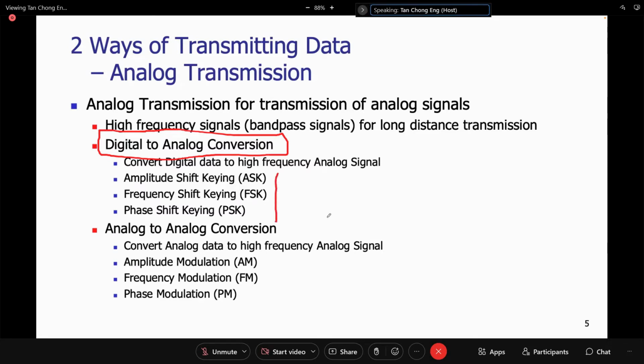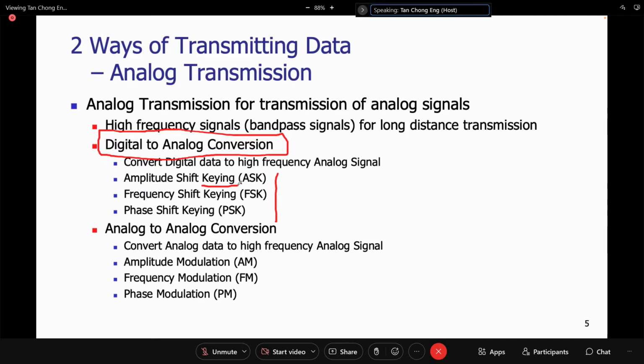These are the common techniques that we always see: amplitude shift keying, frequency shift keying, phase shift keying, ASK, FSK, PSK. If you hear the word keying, it always refers to digital. It has something related to digital conversion. So anything you see like amplitude shift keying is actually digital to analog conversion.